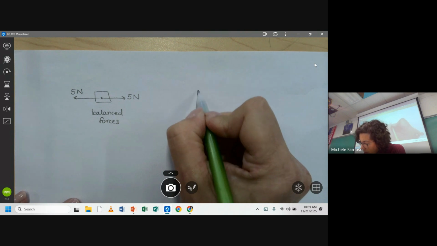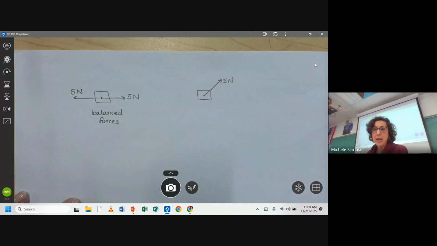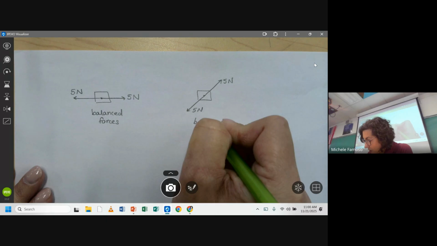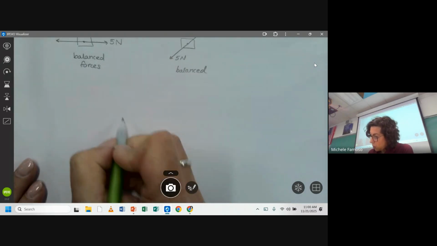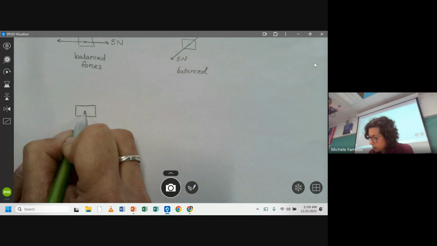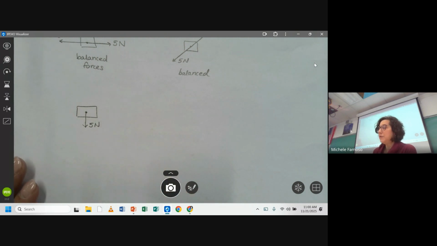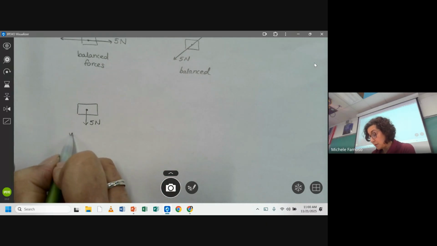How about if I applied one of the 5 newtons up and right? If this were balanced, what would I see? How much? 5 newtons would also be opposing it going down and left. This is also balanced. What about this by itself? Is this balanced or unbalanced? This is unbalanced.